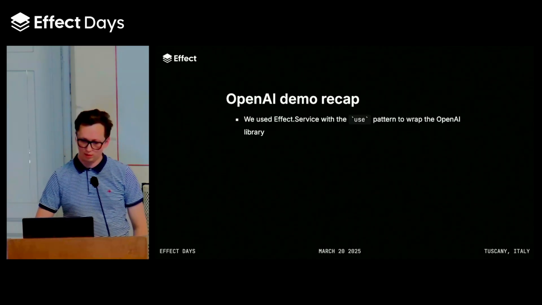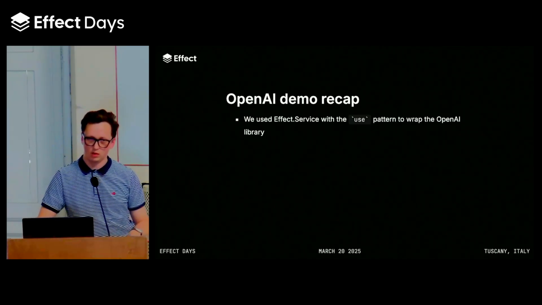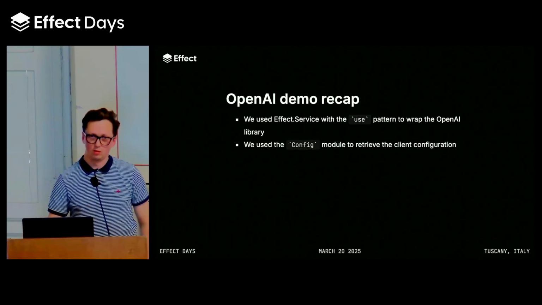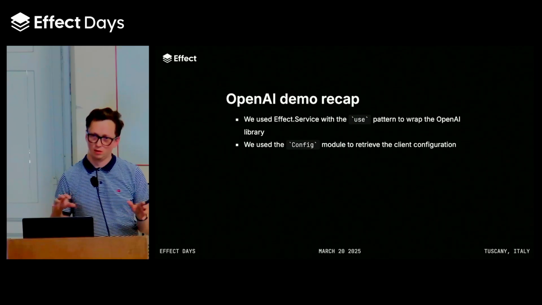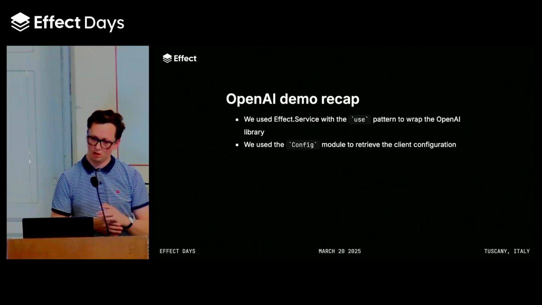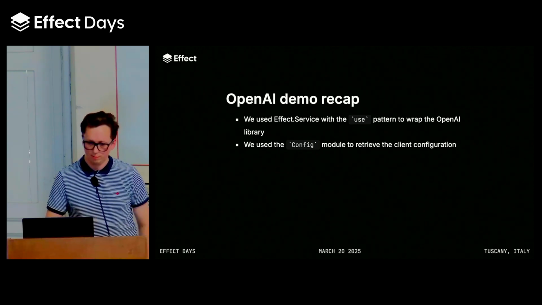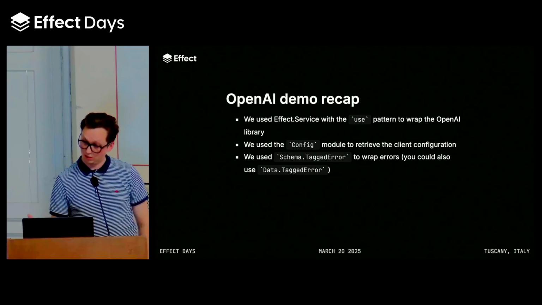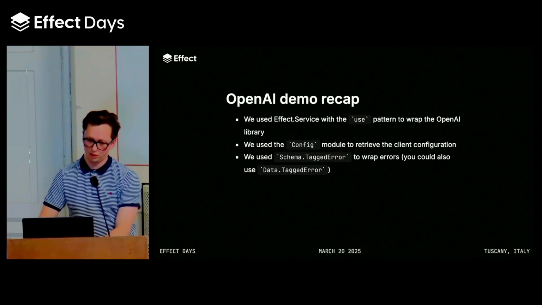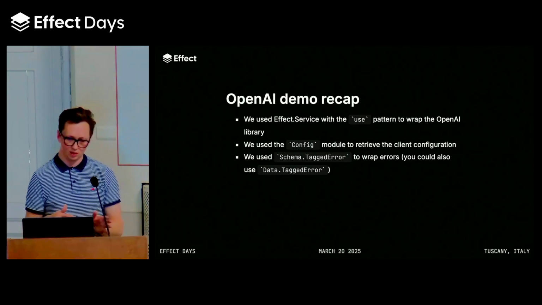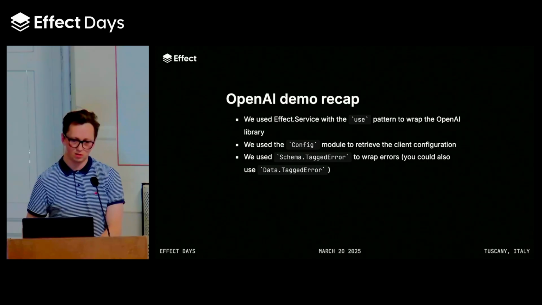So just a recap, we use effect.service for this, and we expose the use pattern to wrap the OpenAI library. We use the config module to bring in the API key for the client. And usually anytime you need to bring in API keys or URL config, the config module is probably the thing I'd always turn to. I didn't actually use Schema.TaggedError, so that was wrong. I used Data.TaggedError. But if for any reason you needed to then send that error somewhere else, Schema.TaggedError is probably a better option.